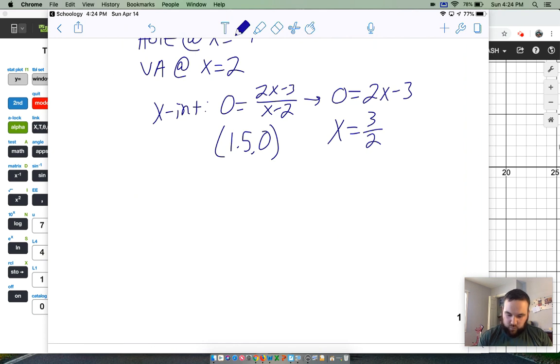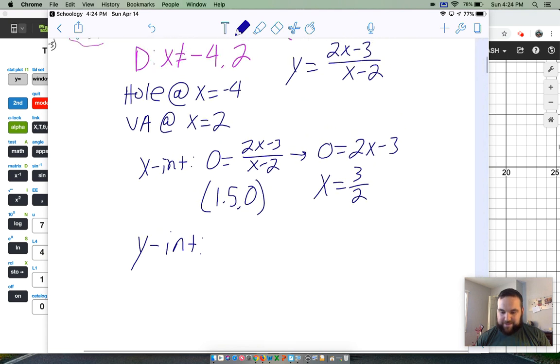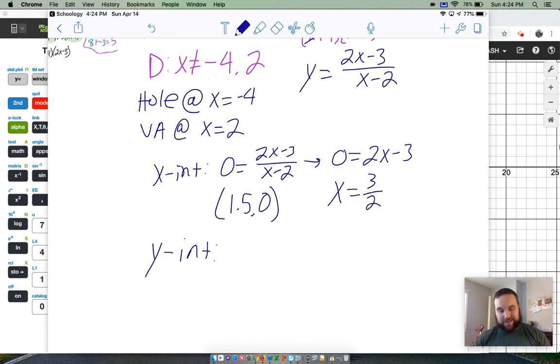And finally, I have the y-intercept, which is my last characteristic I'm looking for. And that is, what do I get for y if I plug in 0 for x? So I'm going to write this function as having zeros in place of the variable x.